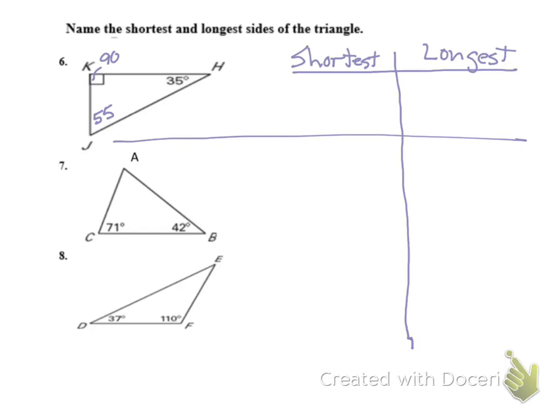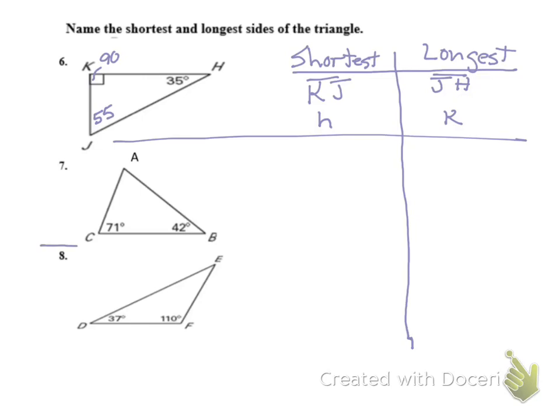Okay, so the side opposite the 35 is going to be the shortest, and I'm going to call that KJ. You can also call it little h. Either one works. And the longest side is going to be the hypotenuse because it's a right triangle, which is called JH, and if you use two letters, you should put a bar above it. The other way to name that is little k.